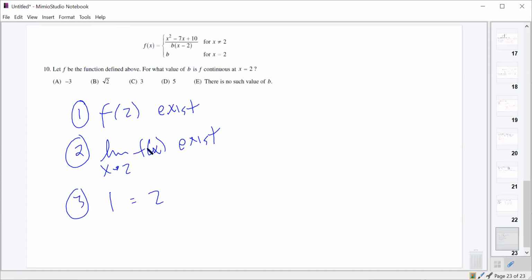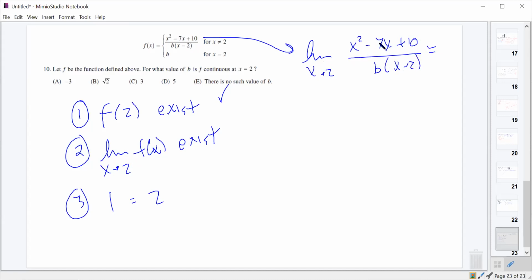So first off, does f of 2 exist? Yep, it's b. All right, good there. Next, does the limit as x approaches 2 of f of x exist? We've got x squared minus 7x plus 10 over b times x minus 2. So we're looking at what happens as we approach x equals 2. If we plug in 2, we get 4 minus 14 plus 10, which is 0, over b times 0, which is also 0. So this is indeterminate. We can take the derivative of the top and the bottom, or we can factor if we want. Doesn't really matter.